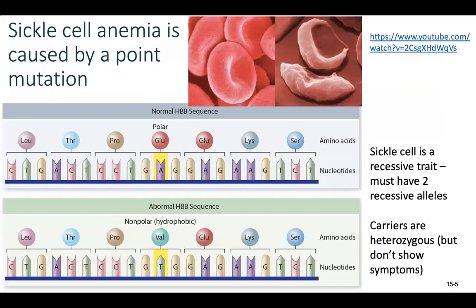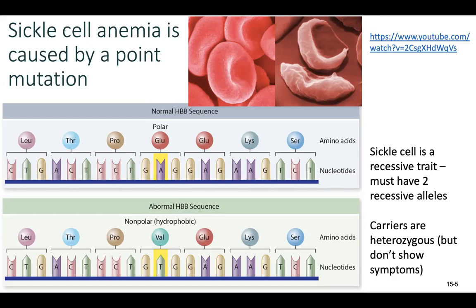And I want to stop here and talk about a disease that is caused by a single point mutation, which is sickle cell anemia. Has everyone heard of sickle cell anemia? Okay. So this is a somewhat rare disease. I'll talk about the genetics behind it, but it's a recessive trait. So each parent has to carry the allele and the child has to have both of those recessive alleles in order to have sickle cell anemia or sickle cell disease. Parents can be carriers if they're heterozygous, but don't show symptoms.